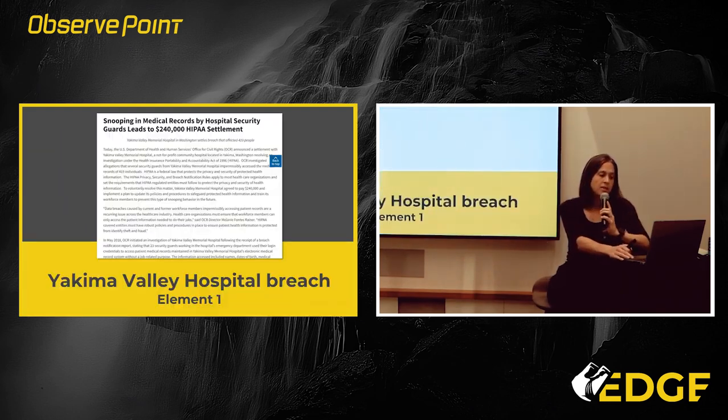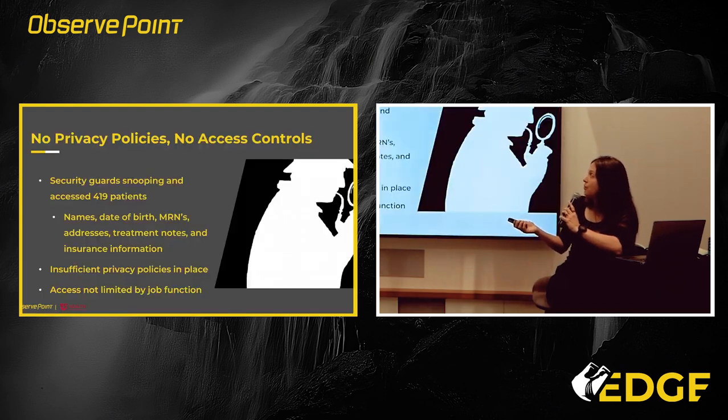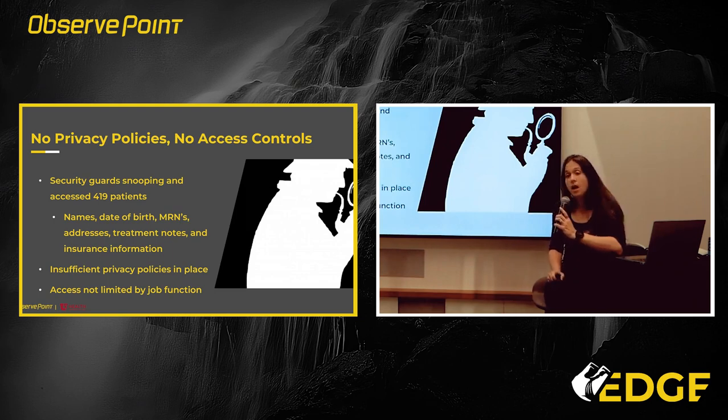So I'm going to give just a tiny example of when element 1 goes wrong. This was a very recent breach incident. Yakima Valley Hospital was a hospital actually in Washington State. They had a breach of almost 419 patients. So in the scheme of things, not a lot of people.